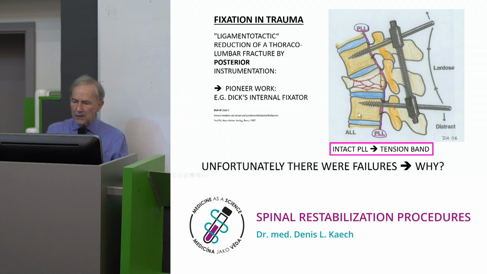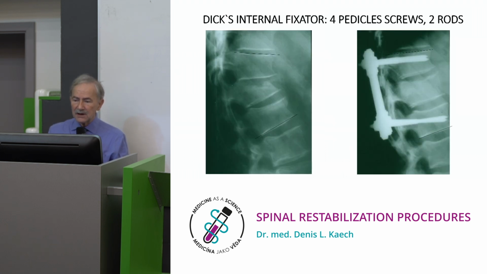Above and below, you put some rods, and then you do some lordosing and distraction. And you're hoping the posterior ligament is intact. And that will help with this distraction or relordosing, you can reestablish vertebral body height. Unfortunately, there are some failures.